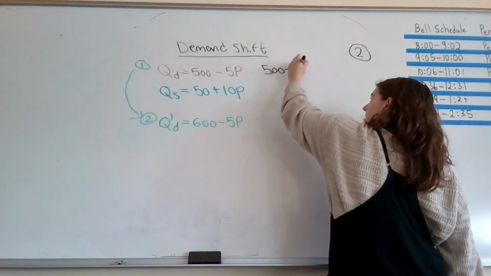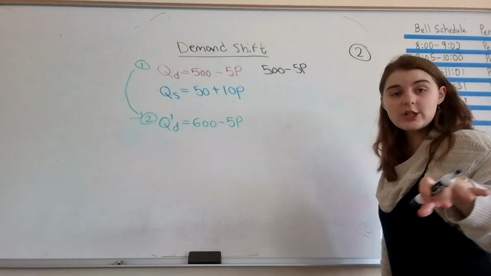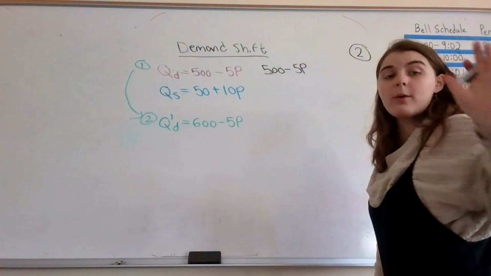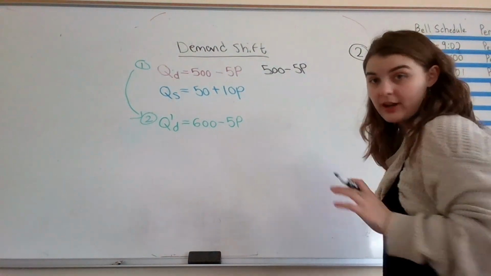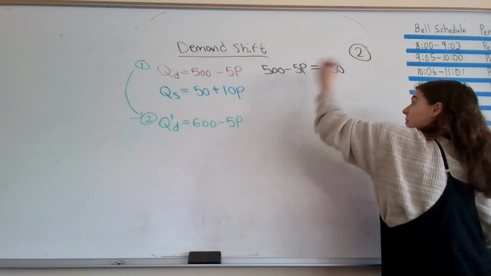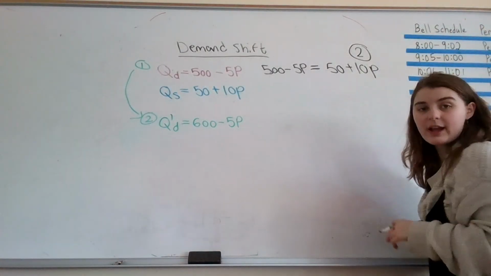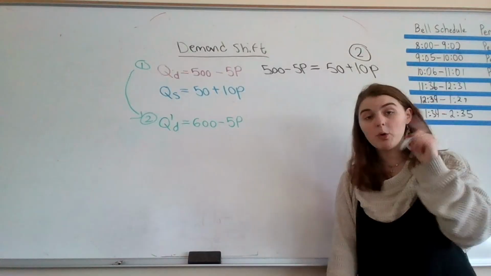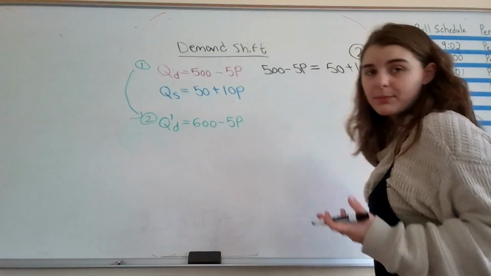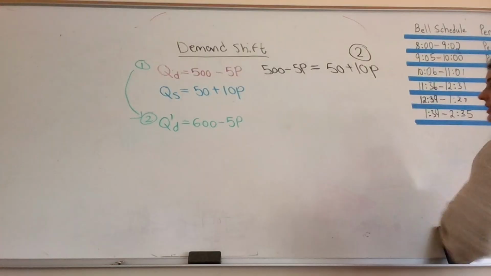So we have 500 minus 5p, and remember that minus 5p is our negative slope. That's telling us the relationship between quantity and price. That's telling us how quantity demanded shifts when price shifts. And that's going to be equal to our 50 plus 10p. Remember that 10p is our positive slope. That's telling us how many more units, the increase in quantity supplied, there is relative to the increase in price. So in this case, we're just going to solve this out.